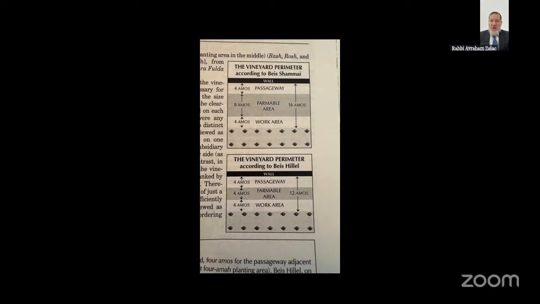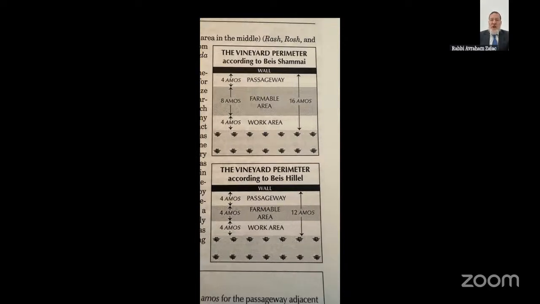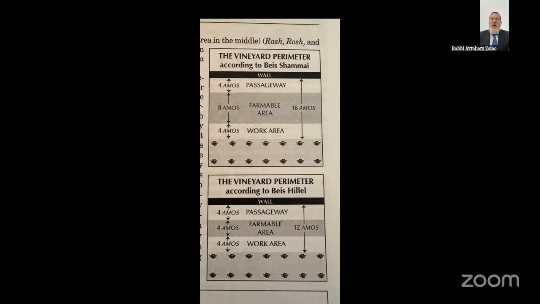The four amos next to the wall, that's not a halachic requirement, that's a practical requirement, right? Well, let me add to that. Because of people's practical designation of the 4 amos near the wall to be left empty, if you will not do that, and you decide to move the farmable area all the way up until the wall, the observer won't consider the farmable area as a distinct area. He won't look at it that way.